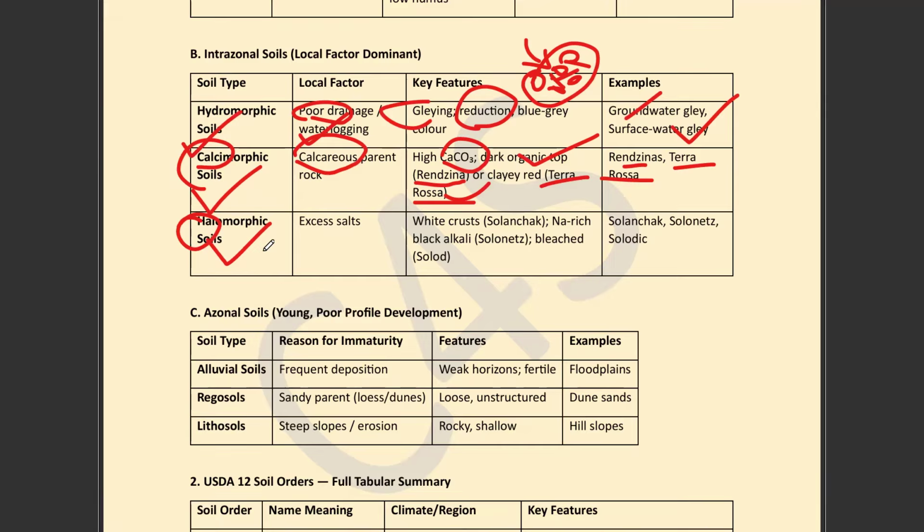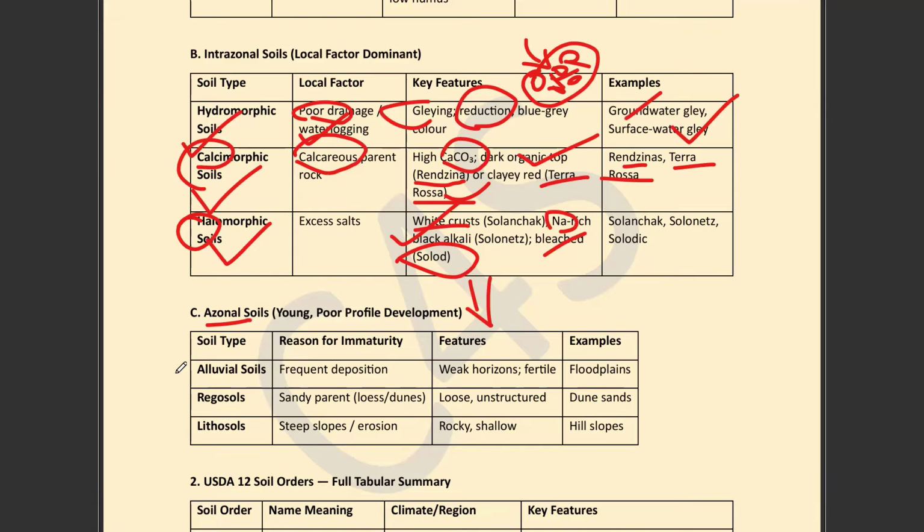Next is your halomorphic soils, which have the excess salt. Because of the excess salt, a white crust coating can be seen on the top of these halomorphic soils. It is a sodium rich soil, and if it is bleached, it is known as solod. Okay, I hope this is clear to you. Next comes your azonal soils, which I already told you about. They are young, with poor profile development, because there will be no clear stratification of the soil.